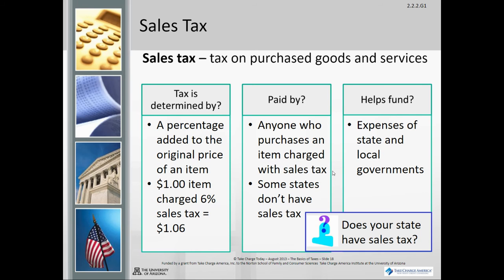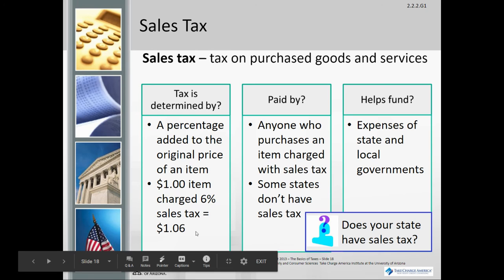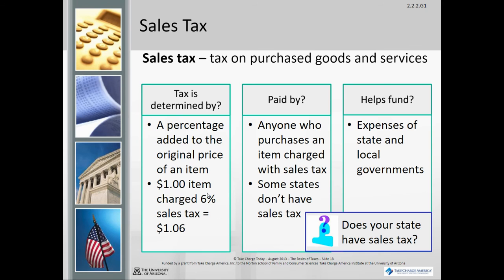Sales tax. This is taxes on purchased goods and services, things that you buy. So every time you go to Walmart, to McDonald's, anywhere, you're paying sales tax. If the item was a dollar, you might pay $1.06 if the sales tax is 6%. Now, we do pay two different types of taxes in Salem. We pay our city tax and we pay state tax. And some places don't have city tax, and some places don't have state tax. But again, they're getting your money somewhere. And these go to pay expenses of state and local governments.